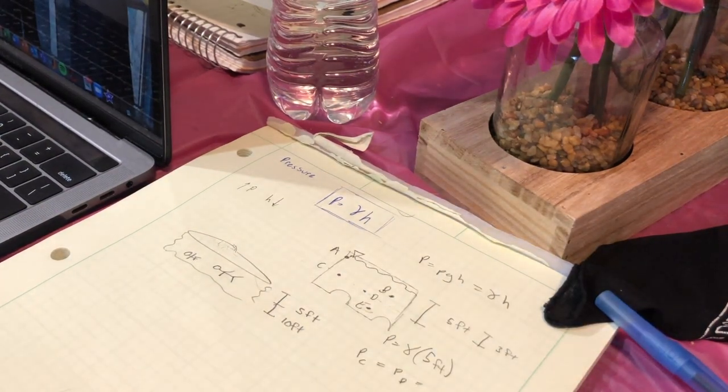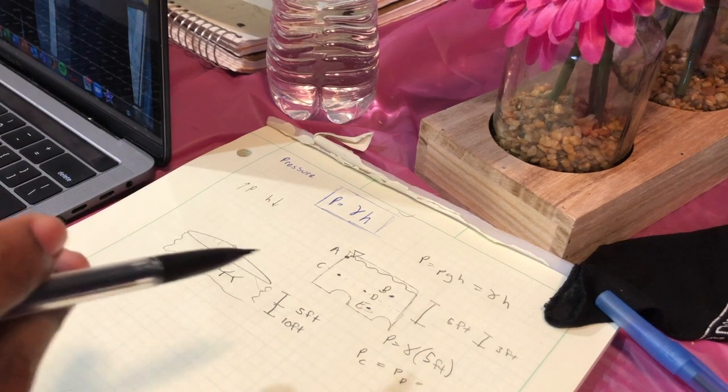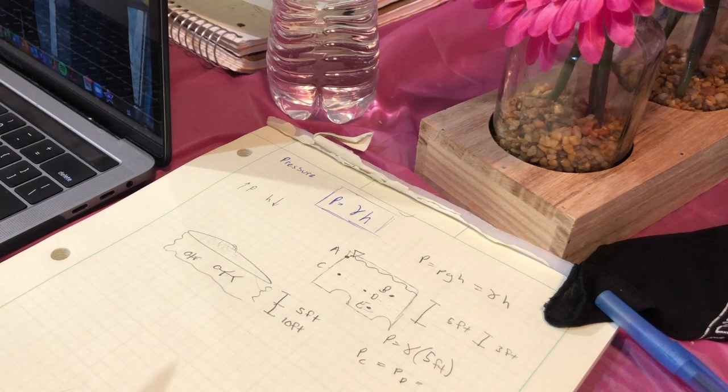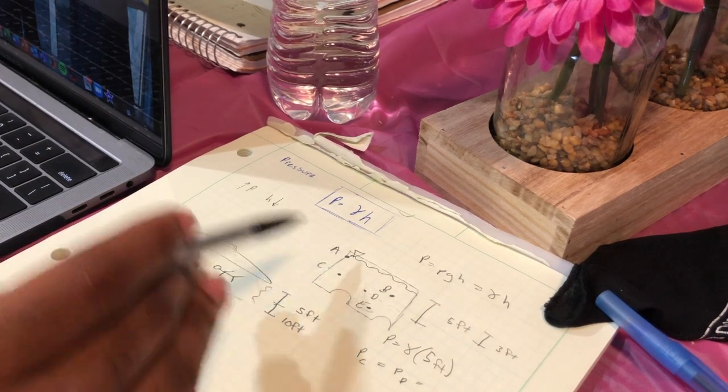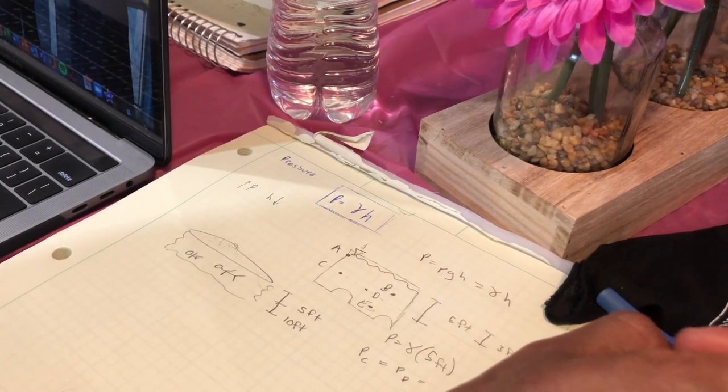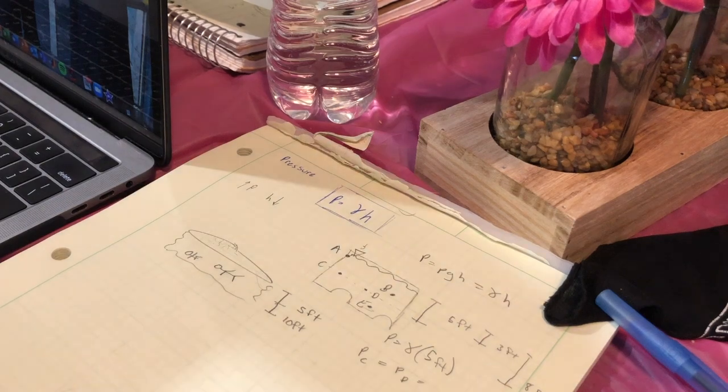But the deepest one, the one that's going to have the biggest pressure, is E, because it has the biggest height away from the atmospheric level, which is that little triangle right here. I'd say that's about 8 feet deep. So it's going to have the most pressure.